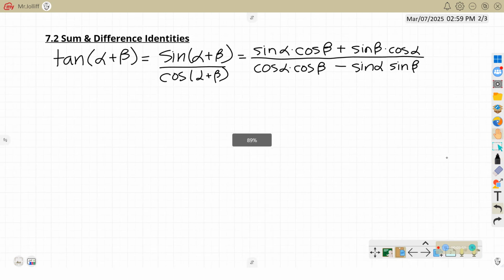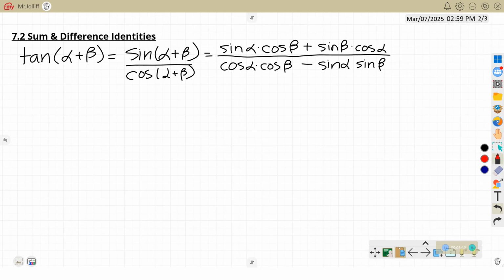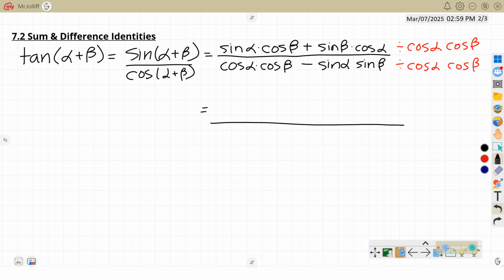So let me zoom out a little bit. And we're doing the same thing to the top and bottom of the fraction, otherwise we change the fraction, and that's bad. Cos alpha, cos beta, we're going to divide by cos alpha, cos beta. And I'm going to ask you to bear with me. We're going to write this out, and it is going to be ugly for a second, but it makes a lot of sense when you see the ugly written out. Okay, so big ugly fraction. Everything gets divided by cos alpha, cos beta.